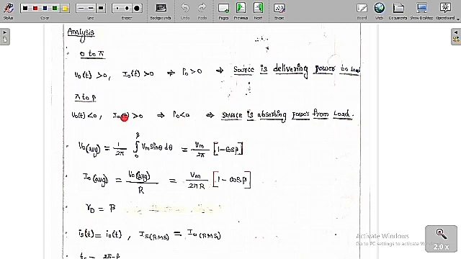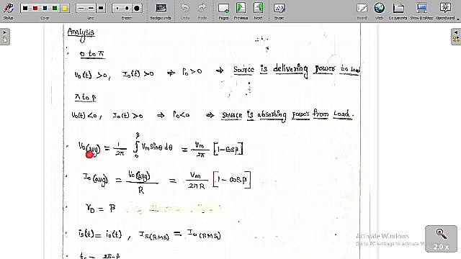So from pi to beta, the load voltage is less than 0 and the load current is greater than 0. Therefore, if you take the product of these two, the output power is less than 0. It indicates that the power is transferring from load to source, or simply we can say that the source is absorbing power from the load. So now I want to find the average value of the output voltage.